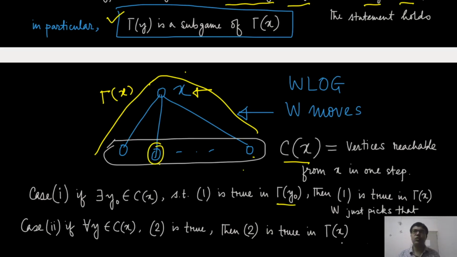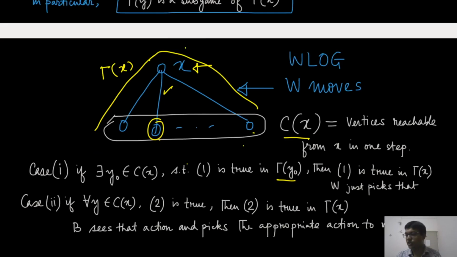Of course, for y naught, one of the three statements must be true by the induction hypothesis. So let's say 1 is true. Then we can conclude that 1 is true even in gamma of x, for the very simple reason that white can pick this action, and for the rest of the game it can ensure the win. So clearly, if 1 is true in gamma of y naught, then 1 is also true in gamma of x, and we are done.